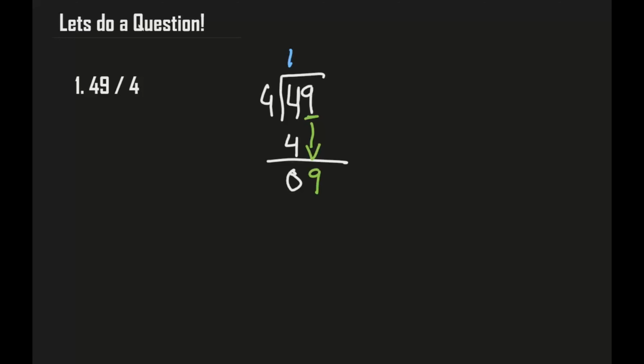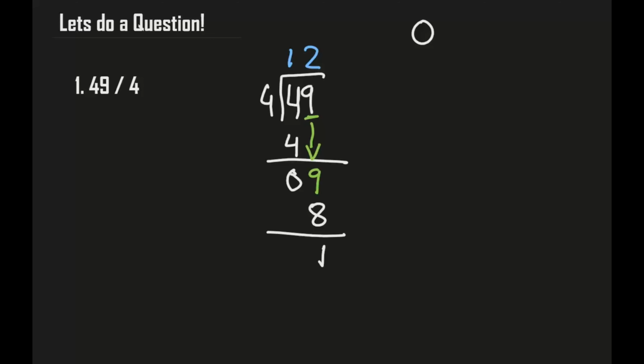So we know that 4 times 2 equals 8. So now we will have an 8 here. 9 minus 8 equals 1. But we are still not done. In a normal problem, you would say that your answer is 12 with a remainder of 1. But that's not what we're going to do here. We need to continue until we get a remainder of 0.